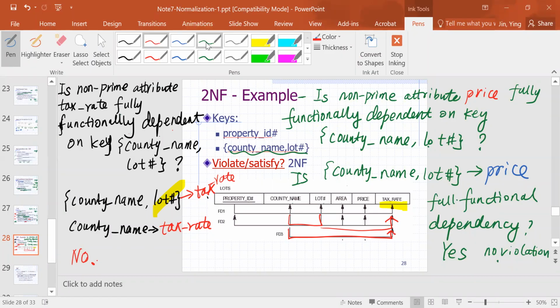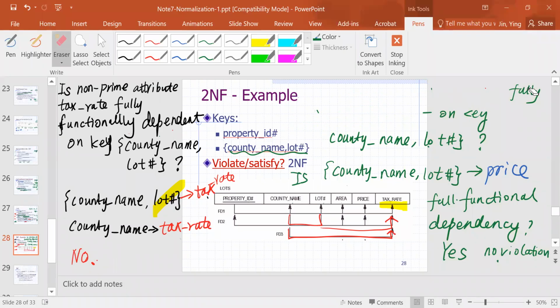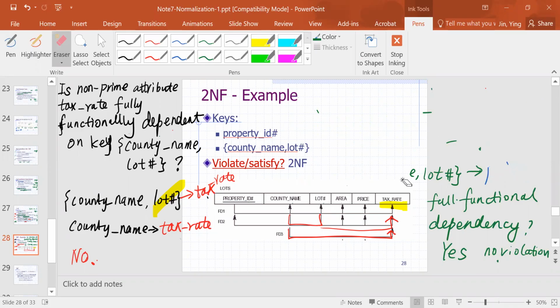So let me write down this conclusion here. Actually, let's compare this one with this one, right? The difference between them is this one has one functional dependency that tells you I don't need the loss number. County name itself is enough. When I know the county, I don't need to know the loss number. I know how much tax I need to pay, right? Okay, so now I can get rid of this. So let me write down the conclusion here.